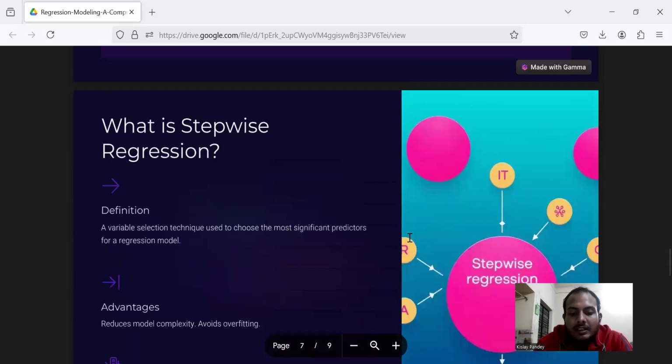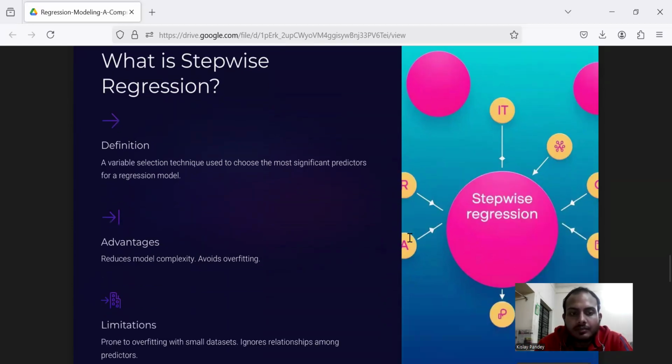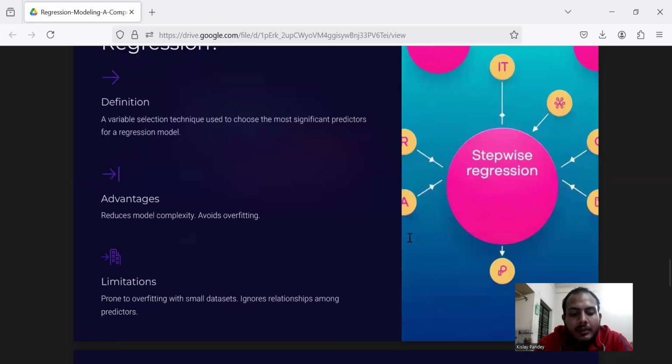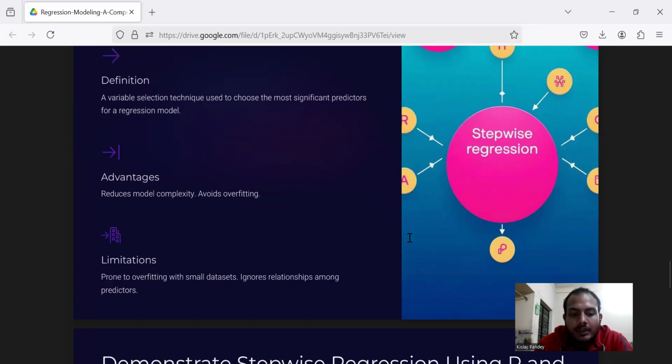Stepwise regression is a variable selection technique. It generally adds or removes predictors based on their statistical significance. Advantages: simplifies the model by selecting only significant variables, reduces computational complexity. Limitations: ignores multicollinearity among predictors, can overfit or underfit if not used carefully.